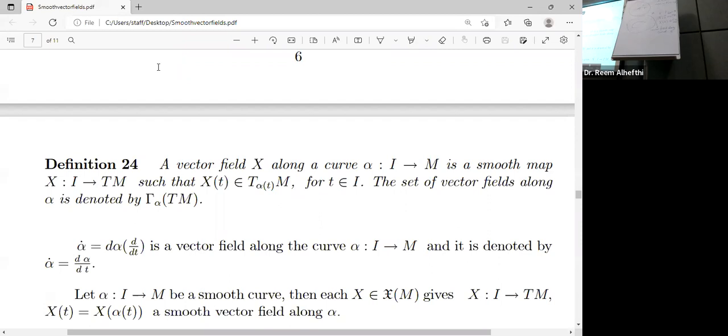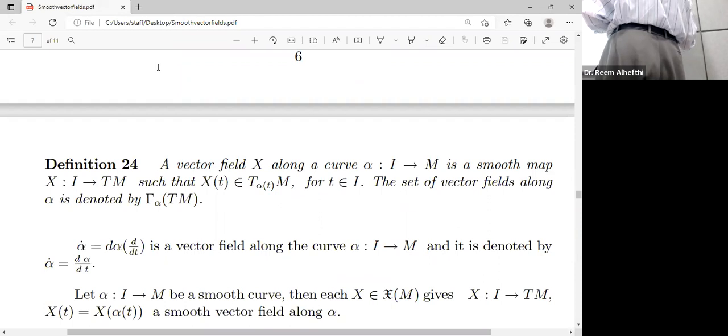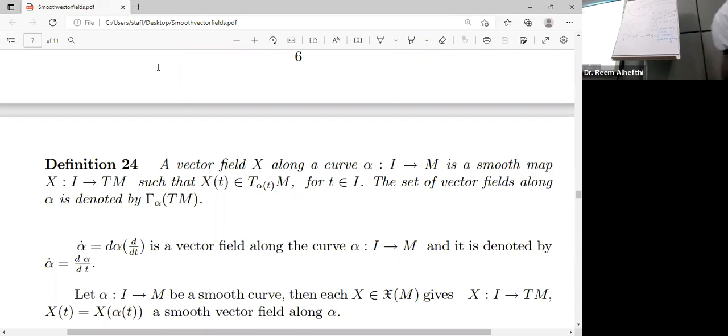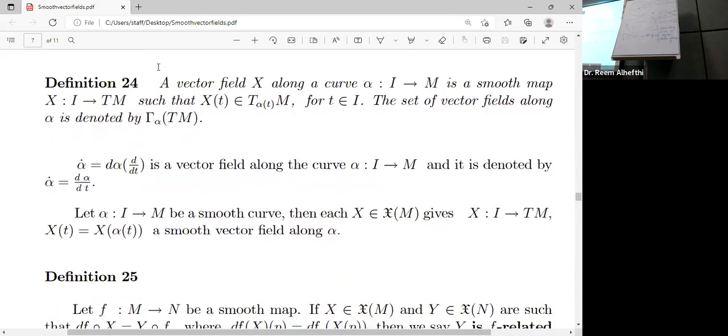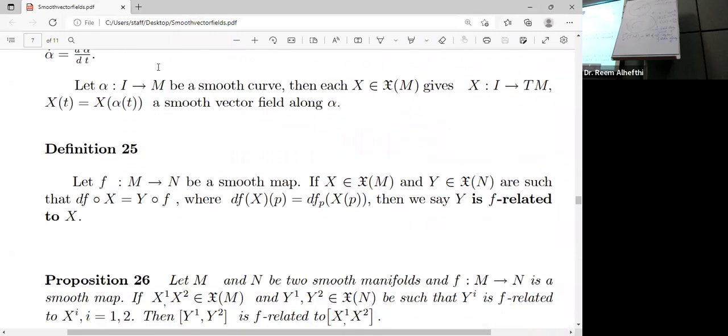Now, we denote by this notation the set of all vector fields along this curve. Example: the tangent vector of a curve is a vector field along the curve.